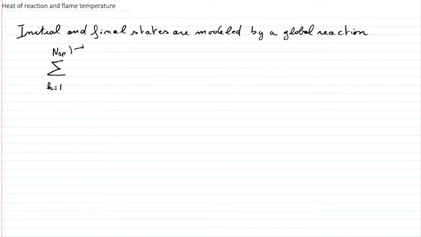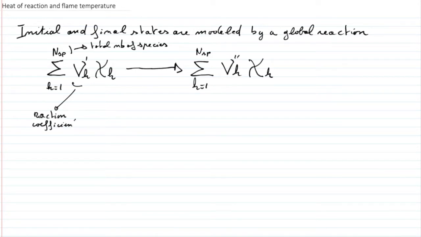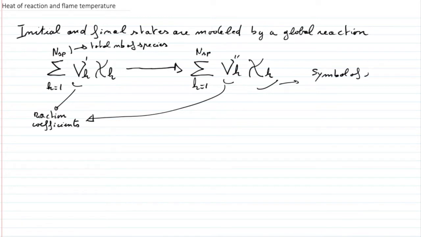It's written as the sum from K equal 1 to NSP, where NSP is the number of species, of nu prime K chi K, which will give sum from K equal 1 to NSP, nu second K chi K. Nu prime K and nu second K are here the reaction coefficients in front of the reactants and the products, respectively. Chi K is the symbol of the K species.